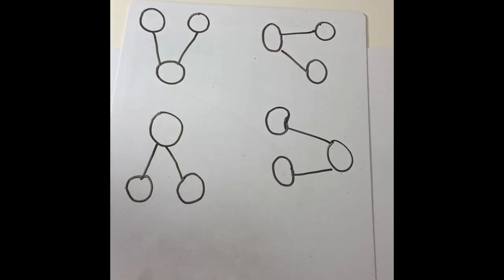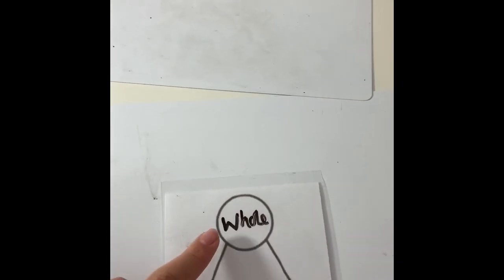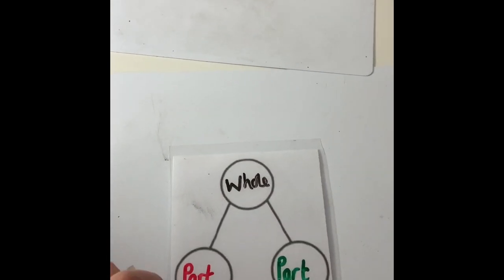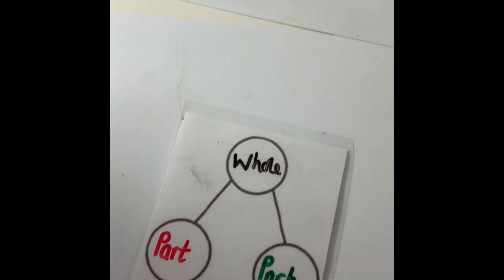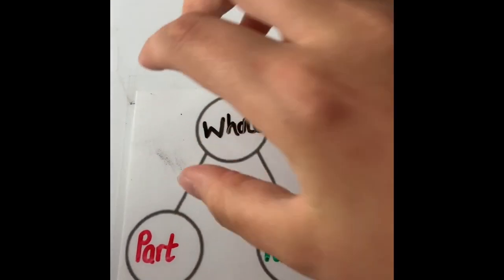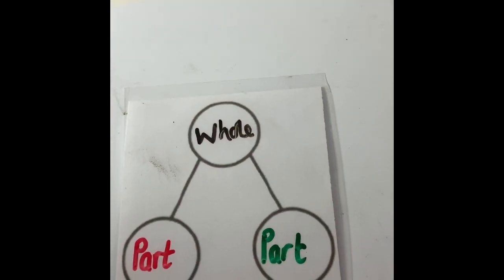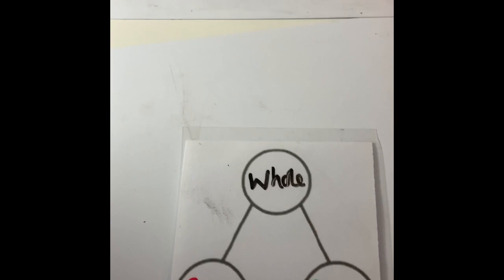How do we know which one is the whole? I hope you said you know it because of the lines connecting to it, because each part connects to make the whole. So each line there makes that the whole because it connects the parts to the whole. Okay, so that's how you know which is the whole.